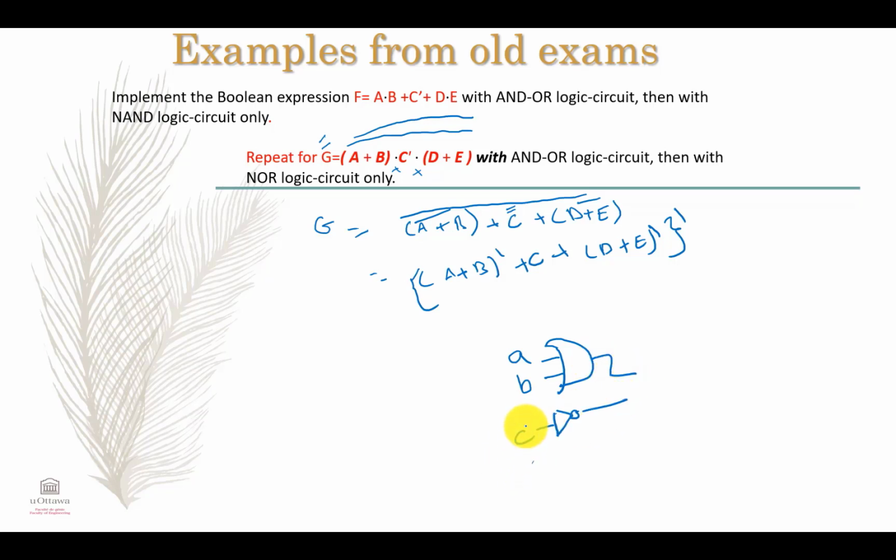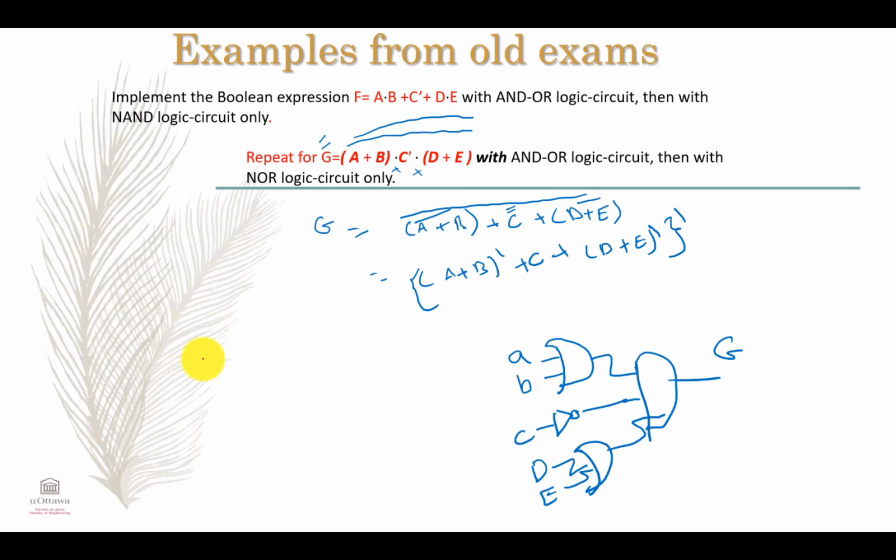And I have here D and E. Both of them are ORed with each other, okay? So what I can do now is AND the whole term to get function G. Now, after I draw the implementation of function G, I should place a bubble.